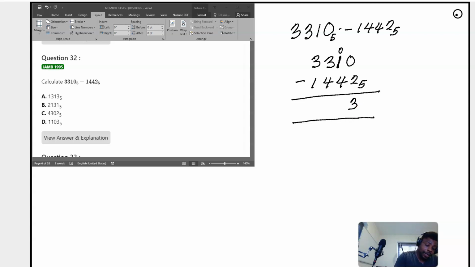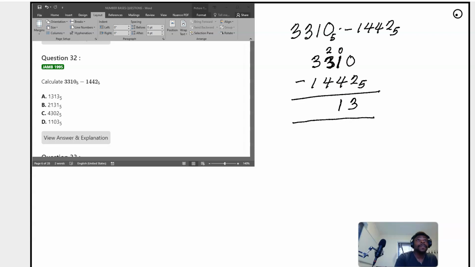Let's continue. So I cannot say 0 minus 4. I have to borrow 1 from 3. If I borrow 1 from 3, this is 2, right? The one I borrow is 5. 5 plus 0, that is 5. 5 minus 4, that is 1.